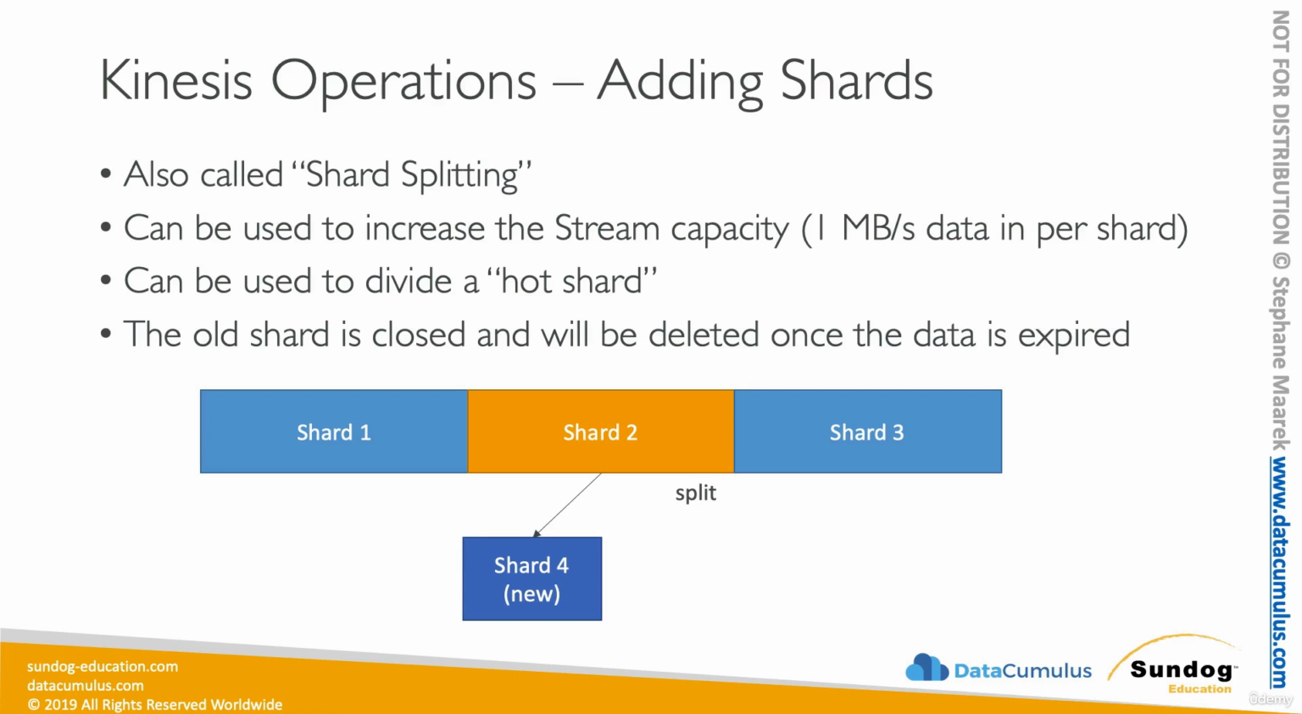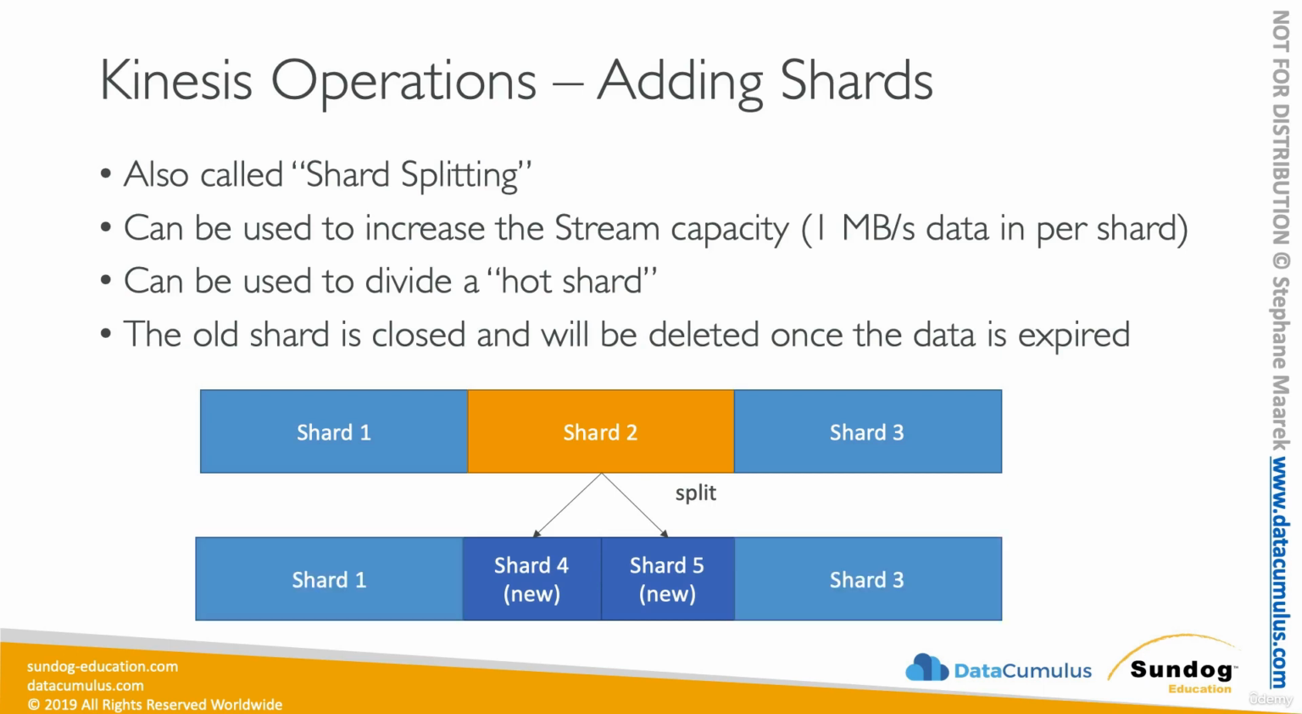So we're going to do a split operation, and what's going to happen is that shard 4 and shard 5 are going to be created, and as you can see, they're occupying the same space as shard 2, but now because we have 2 shards, we have 2 megabytes per second on this space instead of 1 megabyte per second. Then the other shards, 1 and 3, remain the same.